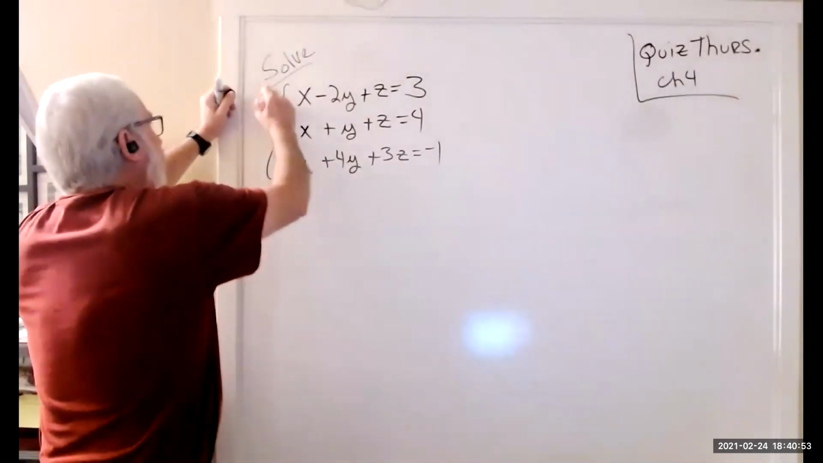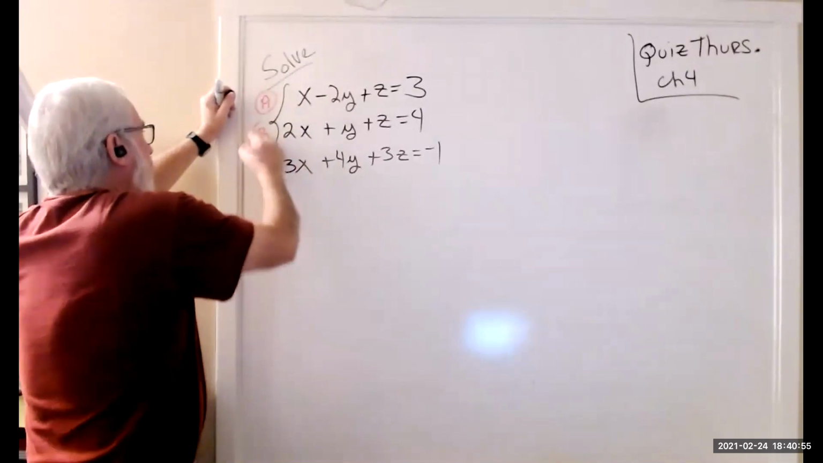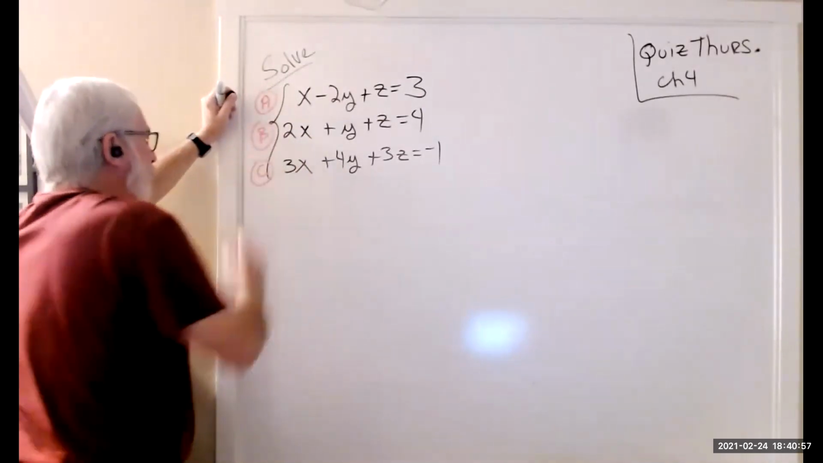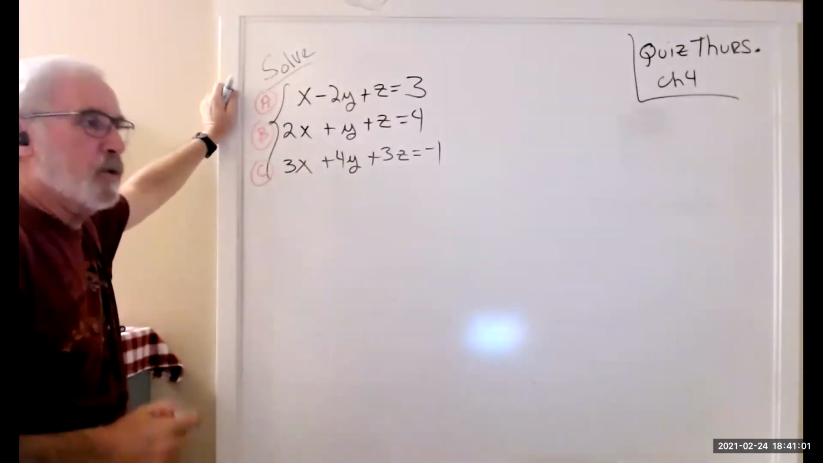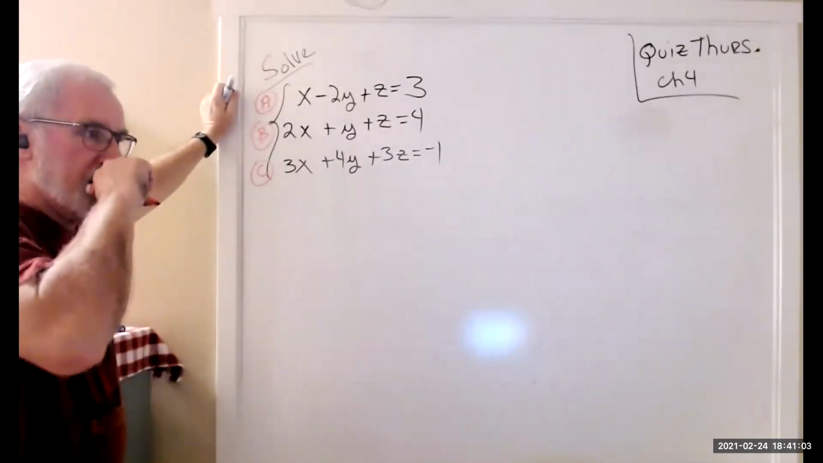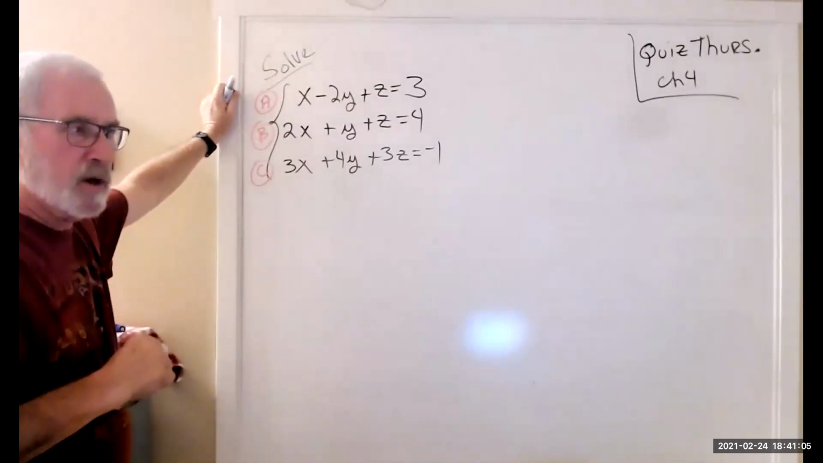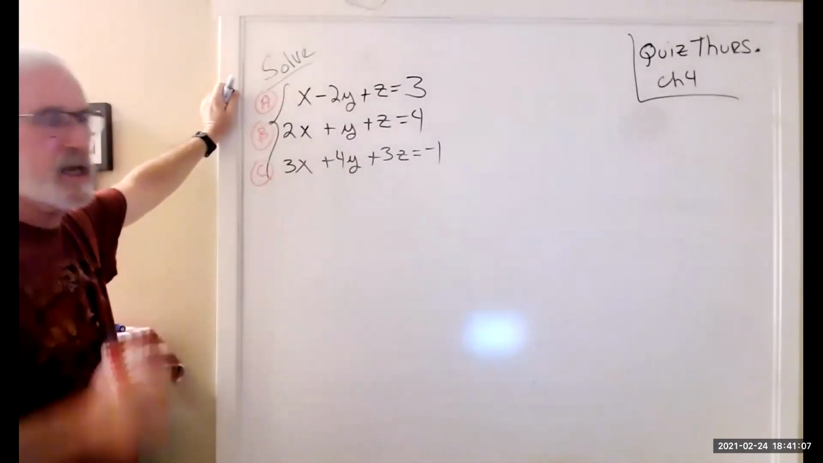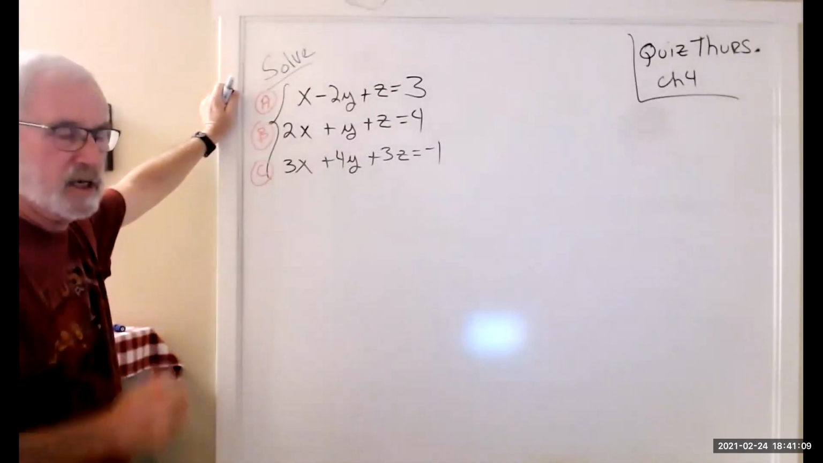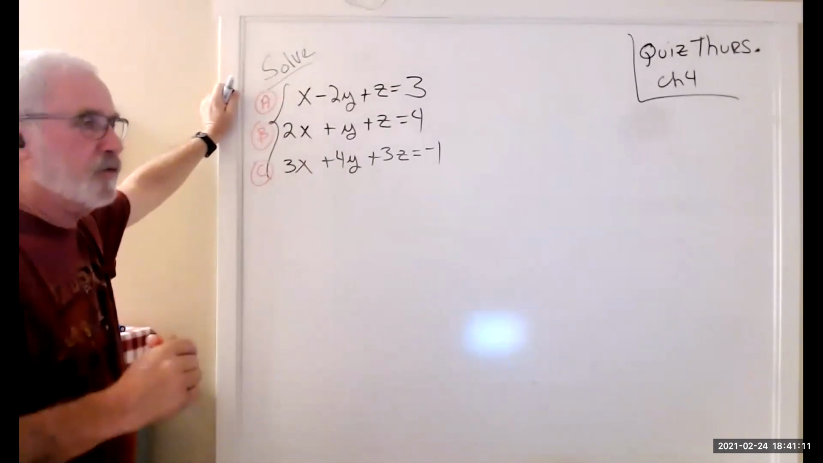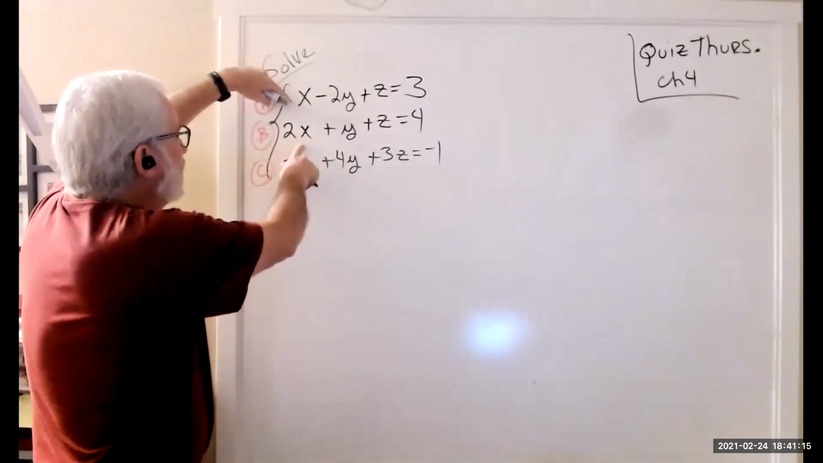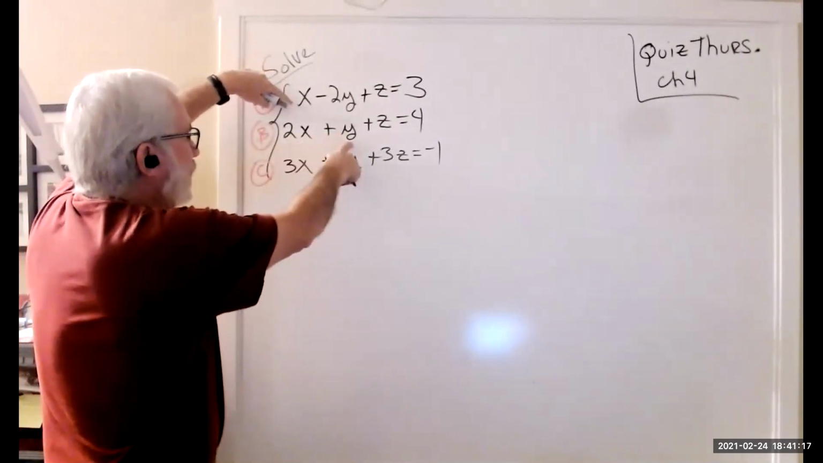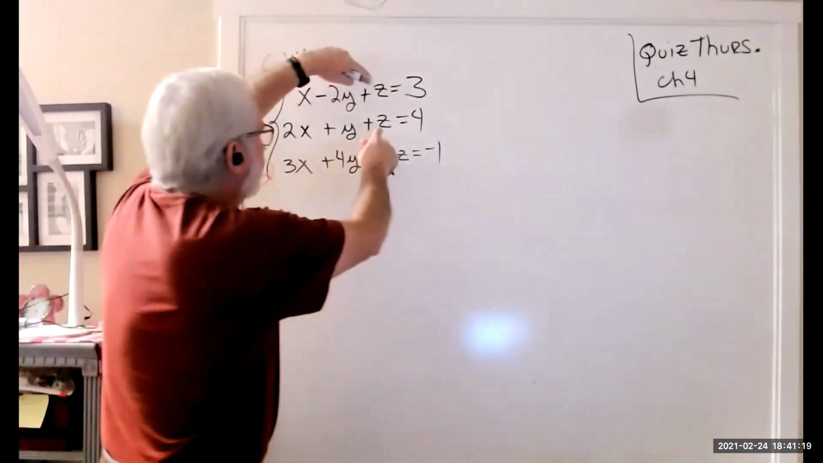So first thing I said was label your equations A, B, and C. That's so everybody knows what we're talking about. Then the step was pick any two equations and eliminate any variable. Any one variable, doesn't matter. So we could pick A and B and try and get rid of the Y, or we could say, let's get rid of the Z.